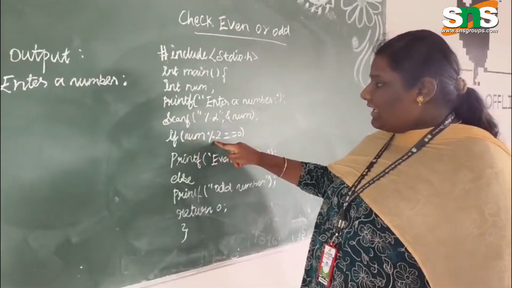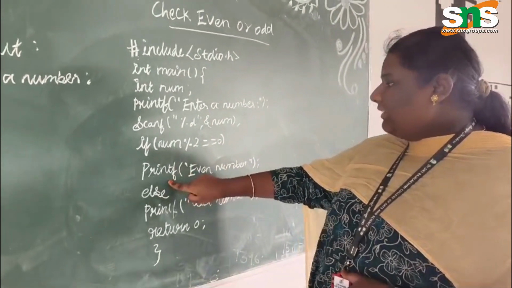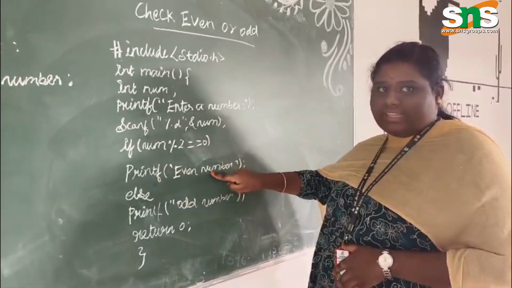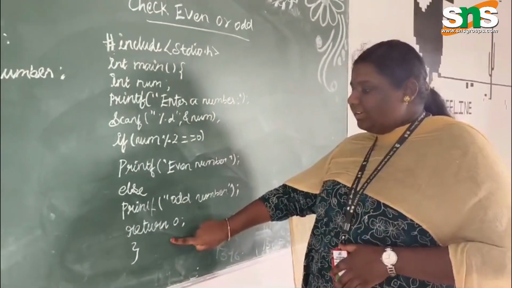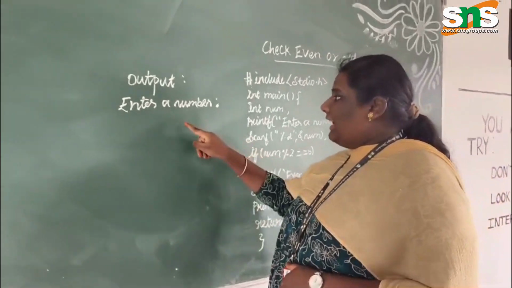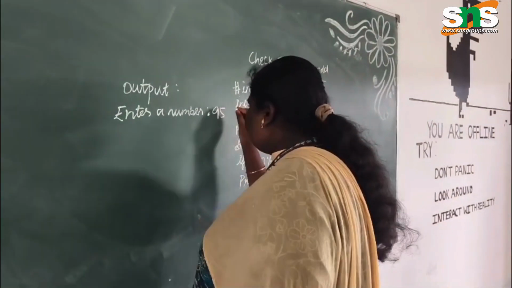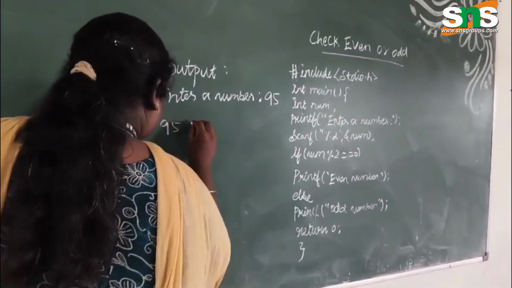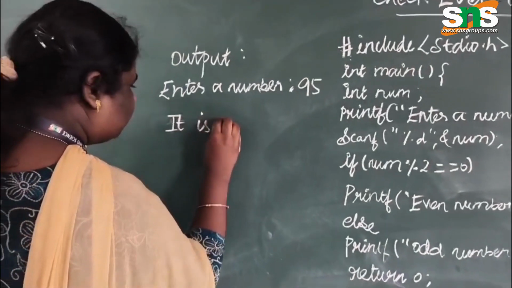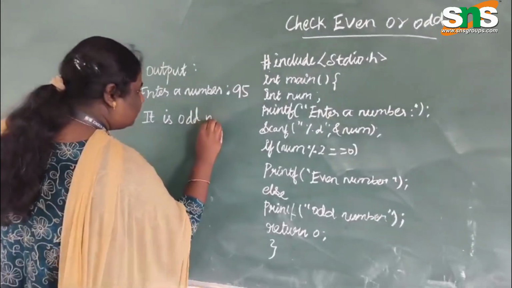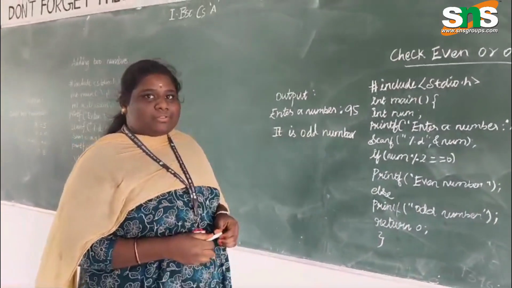If condition: the number is divided by 2 with remainder equal to 0. Printf: if the number is divisible by 2, it is an even number. Else, the number is not divisible by 2, it is an odd number. Return 0 is the closing statement. Enter a number. Output: the number is not divisible by 2, so it is an odd number.